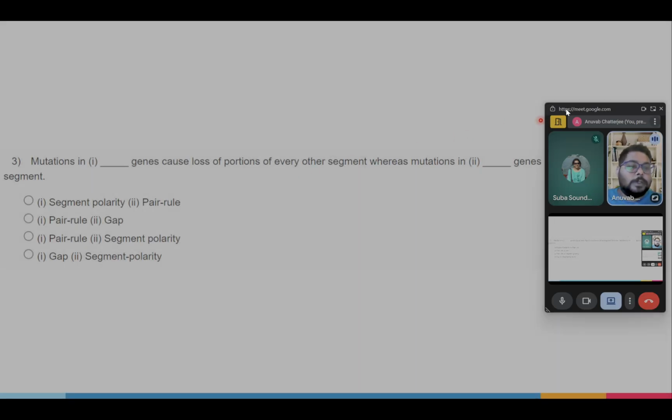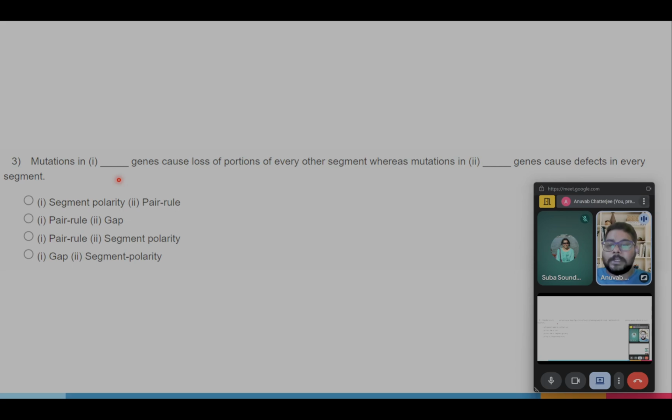Okay, moving on to the next question. Mutations in blank genes cause loss of portions of every other segment, whereas mutations in blank genes cause defects in every segment. So one of these causes defects in every other segment, so you skip one segment, and defects in the other cause problems in every segment. The options are essentially segment polarity, pair rule and gap, being jumbled up.